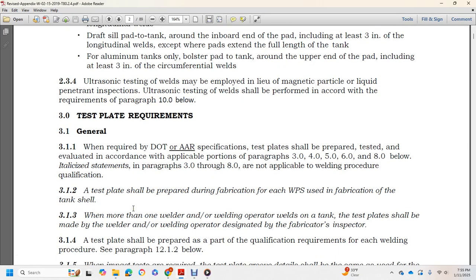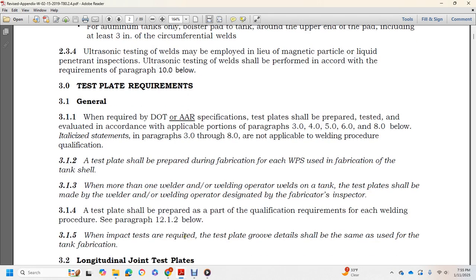A test plate shall be prepared during fabrication for each of the welding procedure specifications used in fabrication of the tank shell. When more than one welder or welding operator welds on a tank, the test plate shall be made by the welder or welding operator designated by the fabricator's inspector.